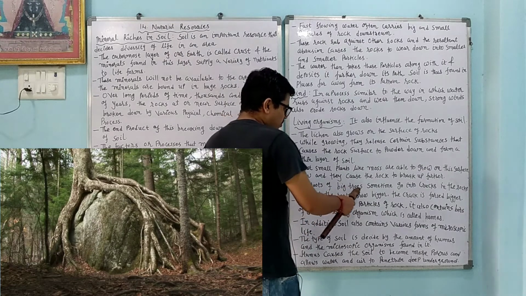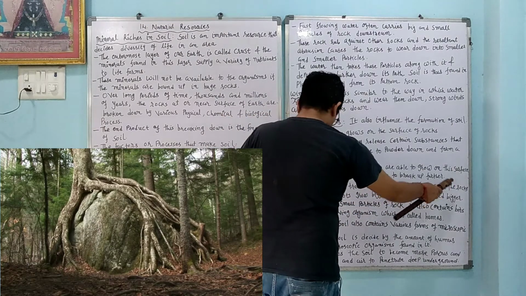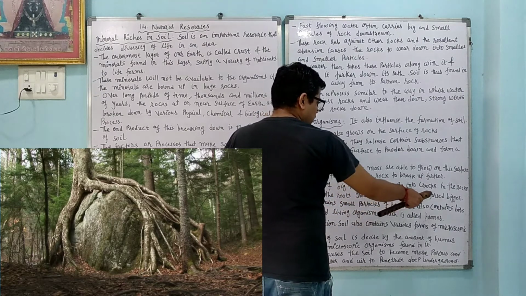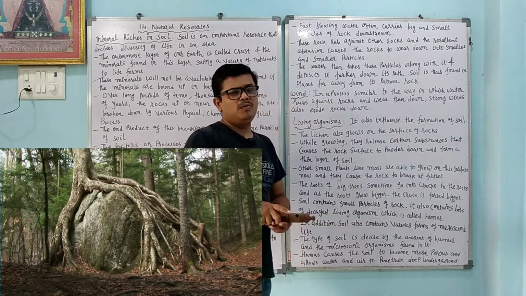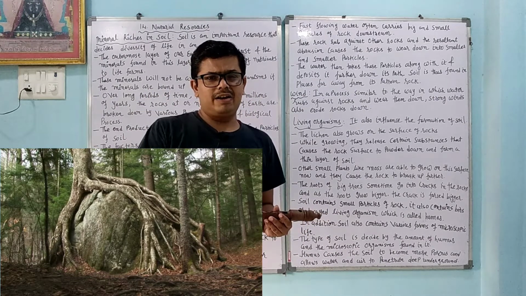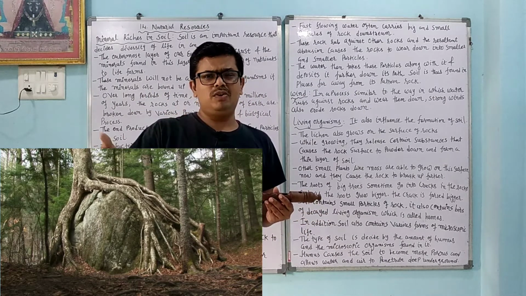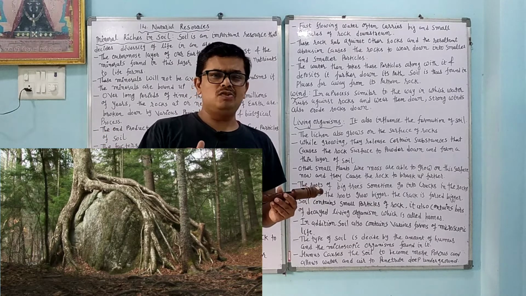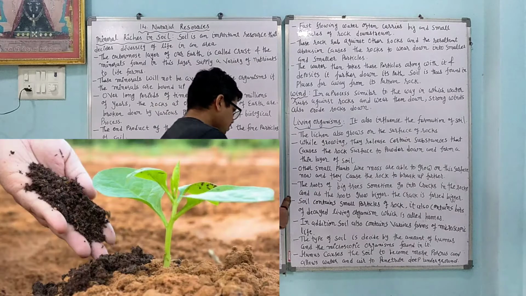The roots of big trees sometimes go into the cracks in the rock, and as the roots grow bigger, the crack is forced bigger. Sometimes plant roots enter the crack in the rock. As the length of the root increases, the crack of the rock also increases.